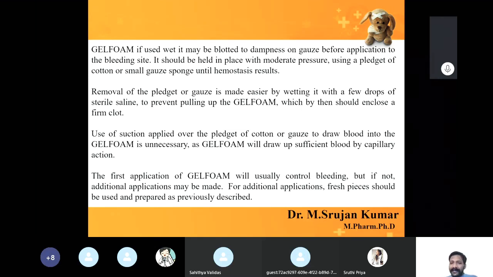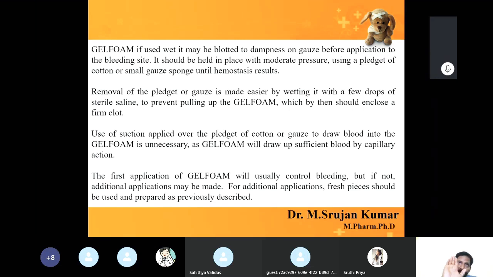Removal of the pledget or gauze is made easier by wetting it with a few drops of sterile solution. When you ensure that the entire bleeding has stopped, that is, hemostasis has been achieved, you need to remove the pledget or gauze. So how to remove it? You need to wet it with a few drops of sterile saline to prevent pulling off the gel foam.